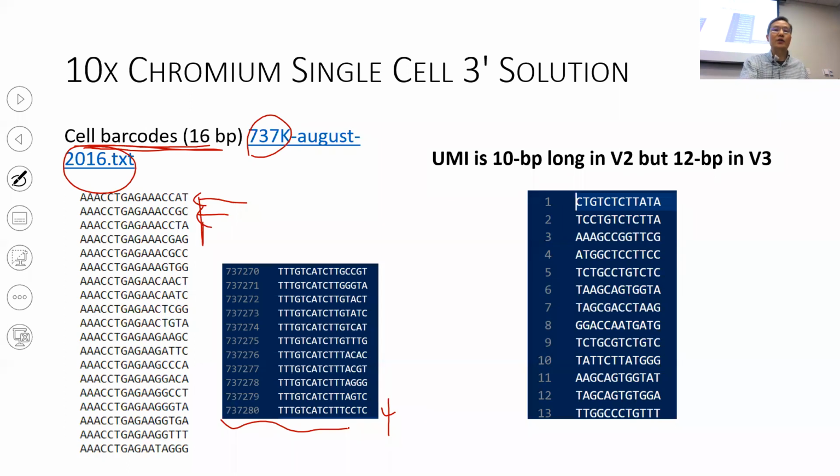And the UMI, next will be the 10 base pairs. That's version 2, and in version 3, they increase 2 base pairs, so you have a 12 base pair UMI barcode like this. Also, there you have a library. Once you sequence, you recognize that's the UMI position and what the UMI sequence is, and something like that.